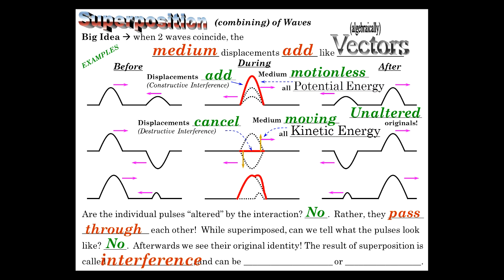So what's the result of superposition? It's the term that we define as interference. Interference is the superposition of waves. It can be constructive or it can be destructive. And that is a pretty interesting little story.